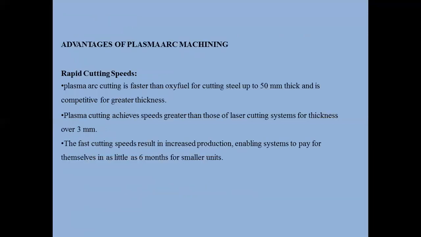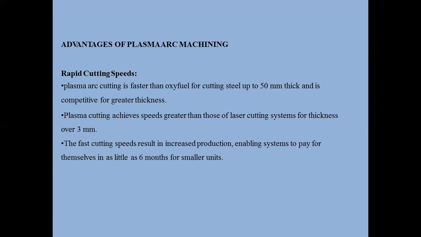Next, what are the advantages? Rapid cutting speed. Plasma arc cutting is faster than oxy fuel for cutting steel up to 50 mm thick, and it's competitive for greater thickness workpieces. See, when we compare this plasma arc cutting with gas cutting or similar kinds of operations where gas is involved, it is faster. So that's the basic advantage compared to other machining operations for plasma arc machining.